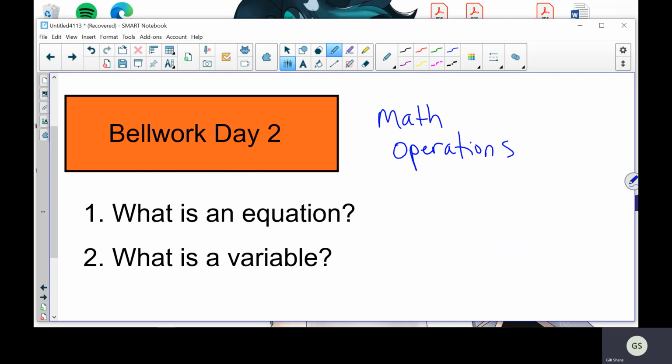Math operations. And you should have heard of the phrase order of operations. There's a thing called order of operations. That has to do with the order that you do math in. Does anybody know what I'm talking about?